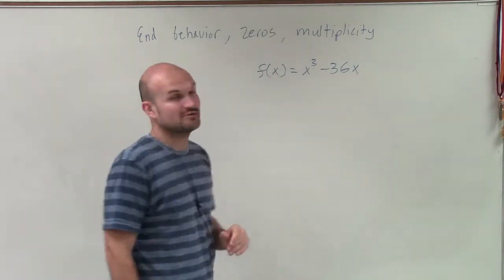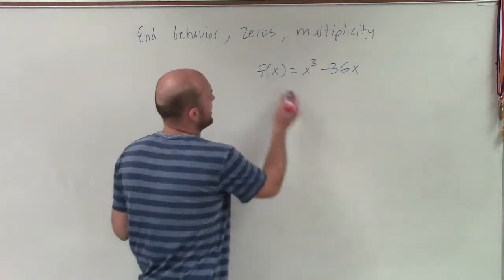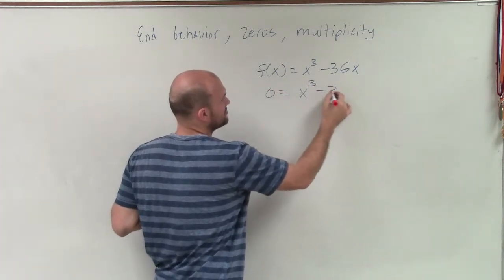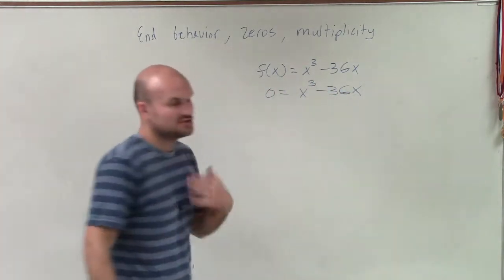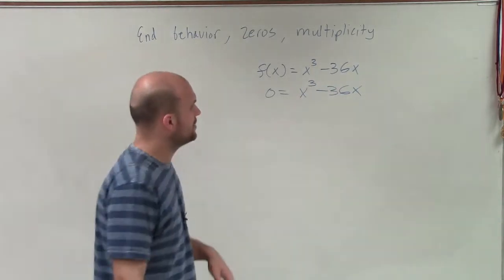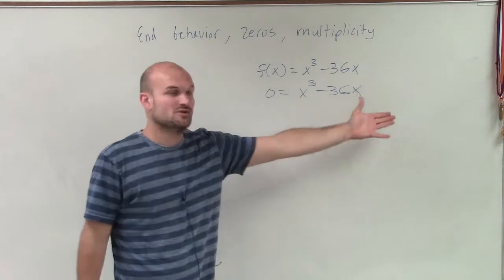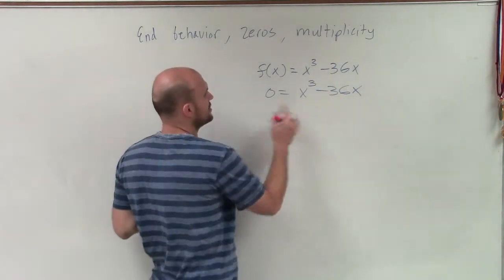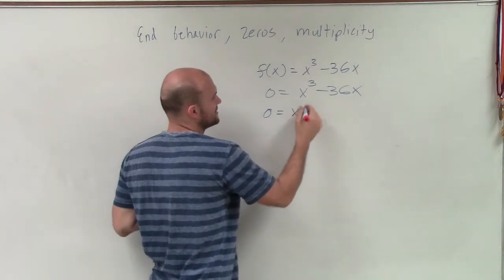But now to be able to determine the zeros, that's a little different case. I need to set my function equal to 0, and now I need to solve for x cubed minus 36x. So to do this, I need to find the values of x that make this true. Well, I can't just solve for x because I have two of them, and one's to the third power, one's to the first, so I can't combine them. However, I do notice that they have an x in common, so I'm going to factor out that x.